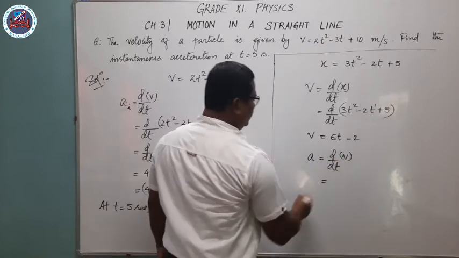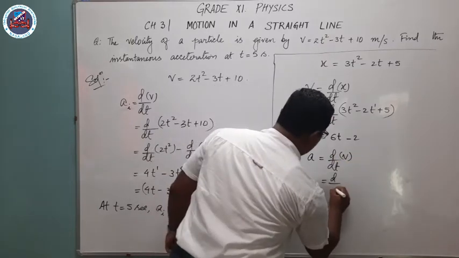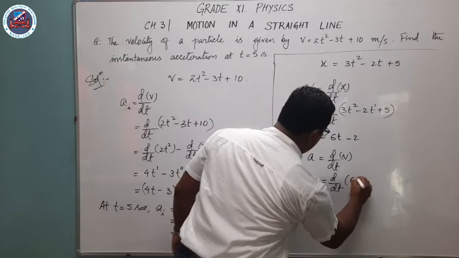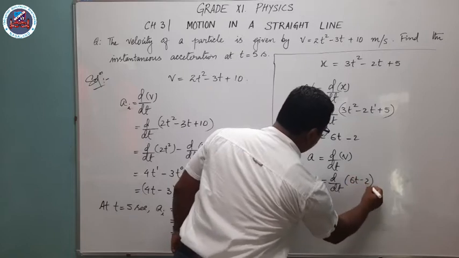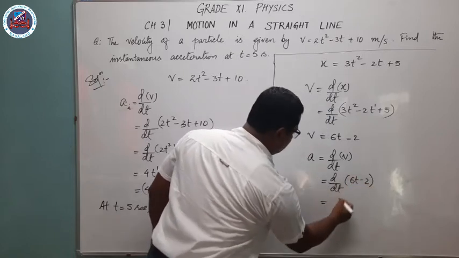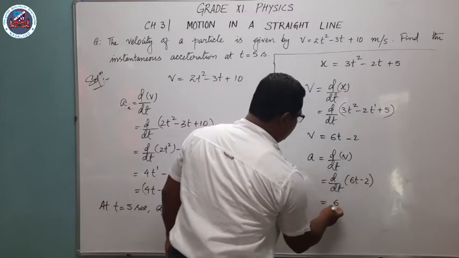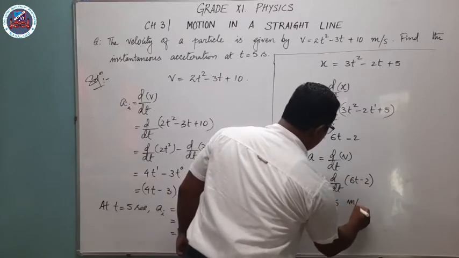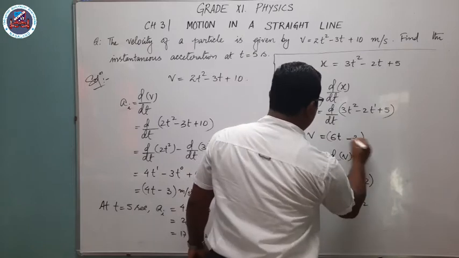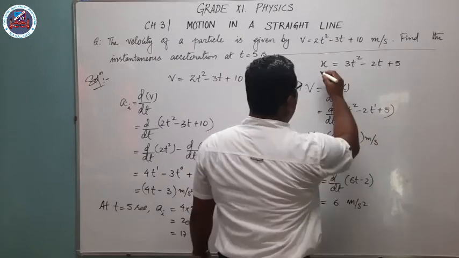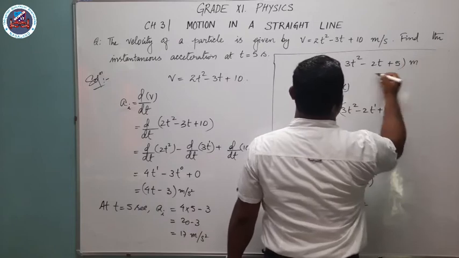d/dt of v, how will you do? d/dt of v is 6t minus 2. Then d/dt of 6t will become 6. Then d/dt of 2 will become 0. So it will be 6 units. If you write the units, acceleration is meter per second square, this is meter per second, and this is position, that is meter.